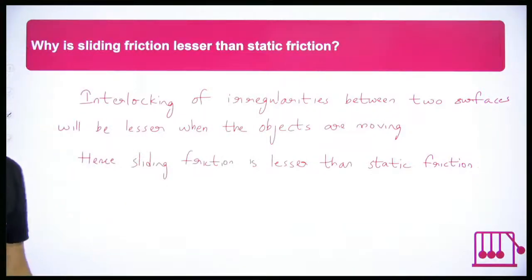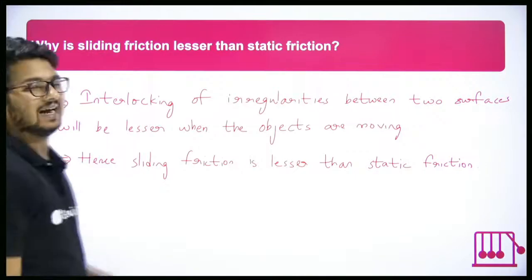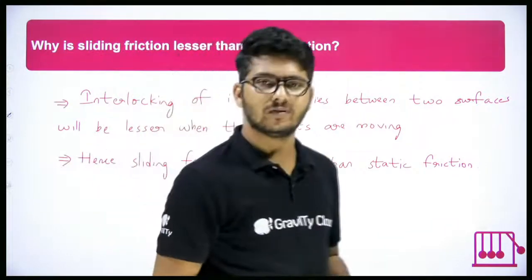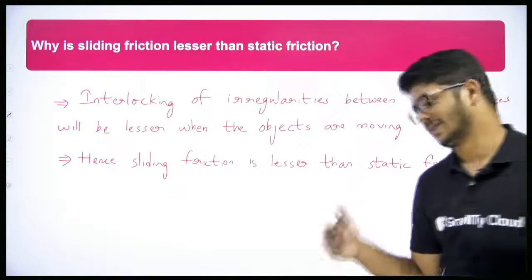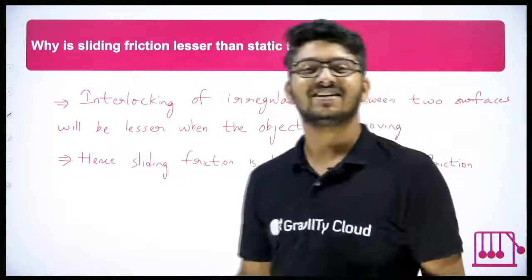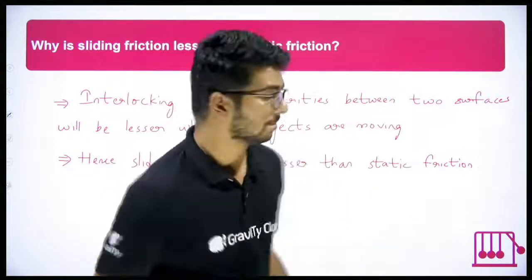Simple 2 points. You'll get full marks. That's it. In the sliding case, or when the objects are moving, interlocking of irregularities will be less. Hence, sliding friction is less than static friction. That's it. Good? Okay. Next.